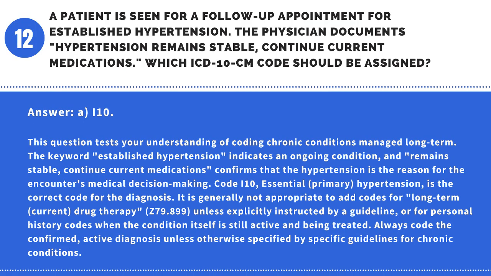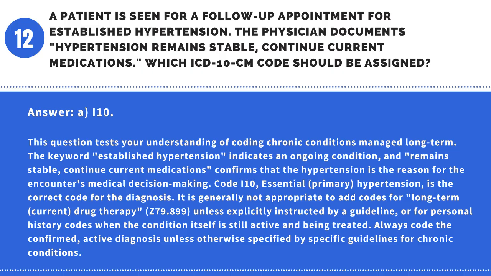Answer: I10. This question tests your understanding of coding chronic conditions managed long-term. The keyword "established hypertension" indicates an ongoing condition that remains stable. "Continue current medications" confirms that the hypertension is the reason for the encounter's medical decision-making. Code I10, essential primary hypertension, is the correct code for the diagnosis.